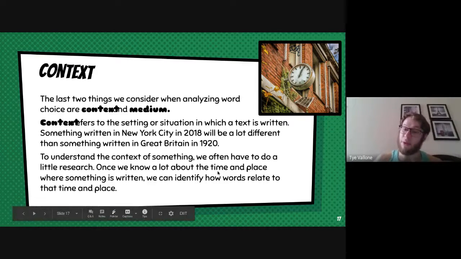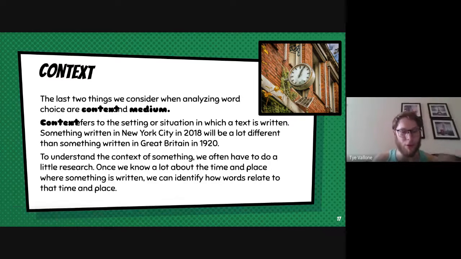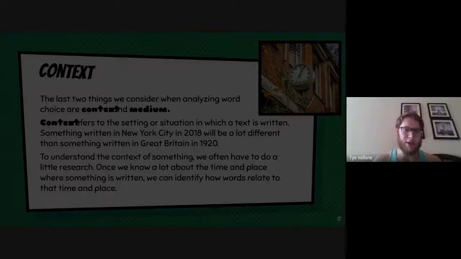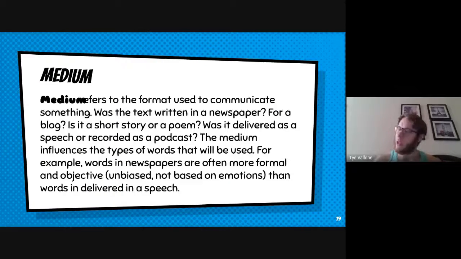To understand the context of something, we often have to do a little research. Once we know a lot about the time and place where something is written, we can identify how words relate to that time and place, right? So that's our context. Our medium refers to the format used to communicate something. Was it written in a newspaper, for a blog? Was it a short story or a poem? Was it delivered as a speech or recorded as a podcast?